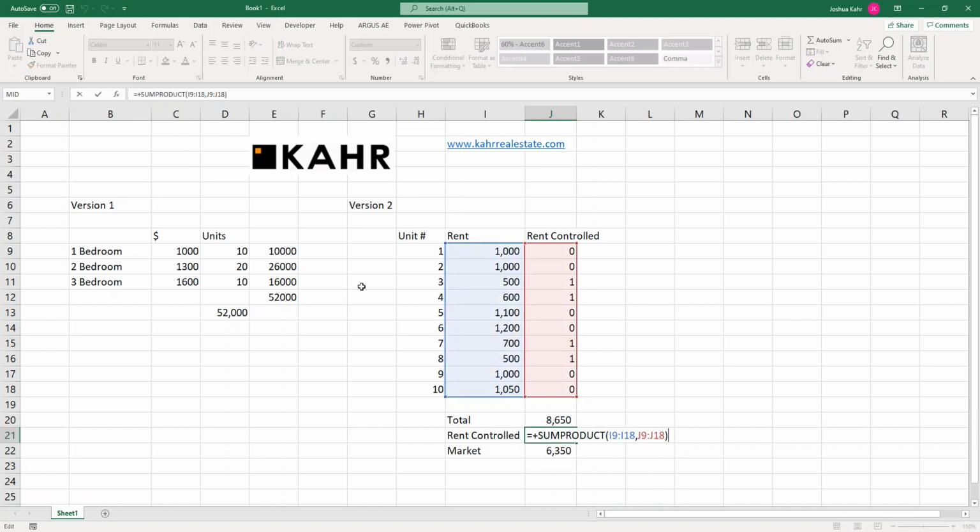This is the way you're supposed to use SUMPRODUCT. The right way to use it is not just to add stuff up. The right way to use it is to use 1s and 0s to turn certain things off or certain things on, and then you could add up the units that are rent controlled, or a different set of 1s and 0s could be for, are they 1 bedrooms or 2 bedrooms or 3 bedrooms, or something like that. Anyway, that's a simple example of the right way to use SUMPRODUCT as opposed to the wrong way.